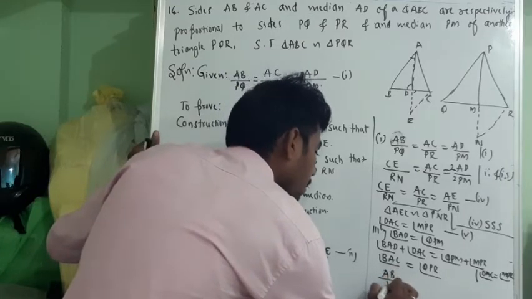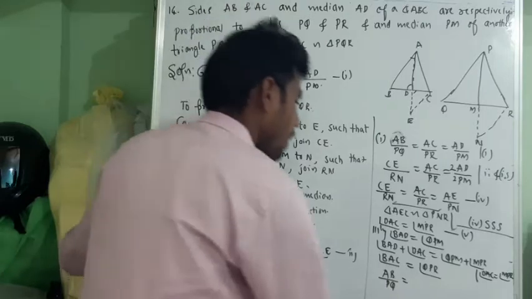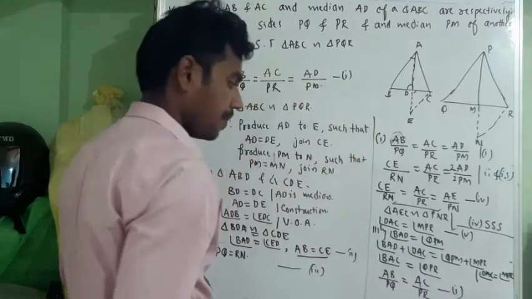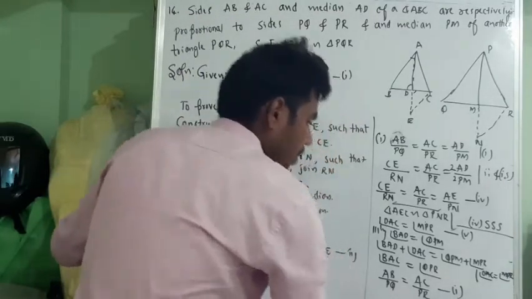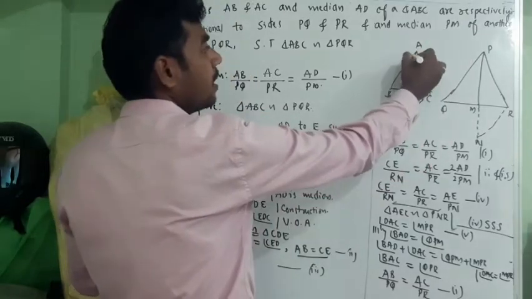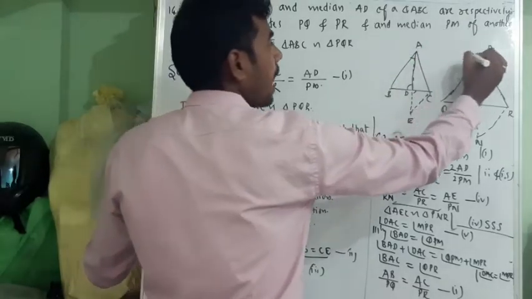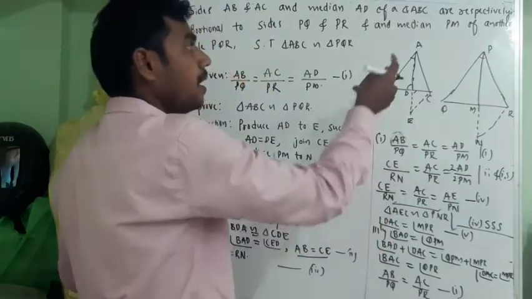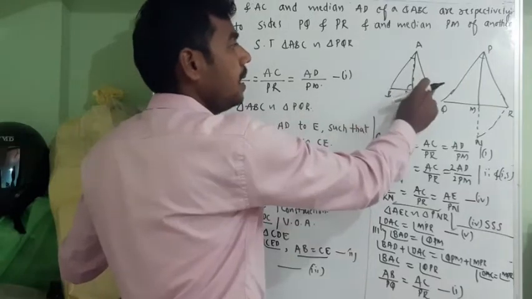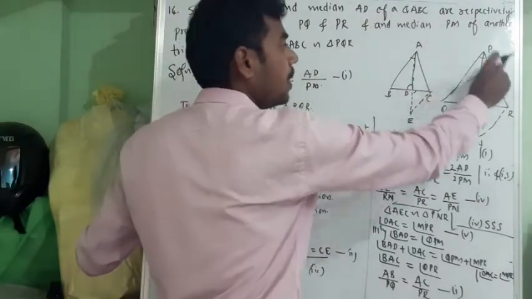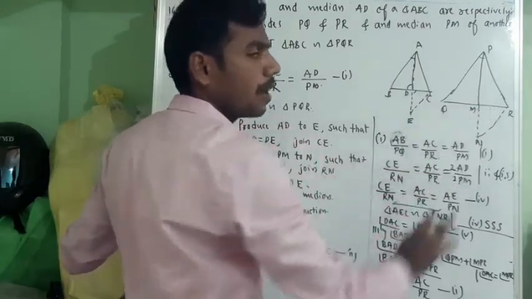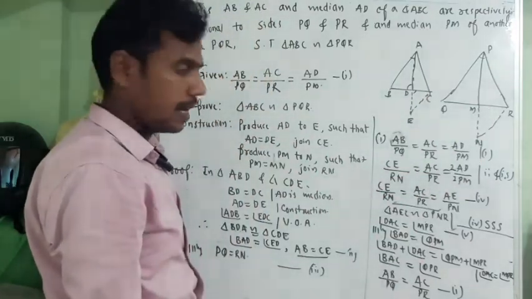AB by PQ is equal to AC by PR. This is from 1. Since two sides are included, one angle, angle A, is equal to angle P, and the included sides of those two angles are proportional. So triangle BAC is similar to triangle QPR. Triangle ABC is similar to triangle PQR by SAS similarity criteria.